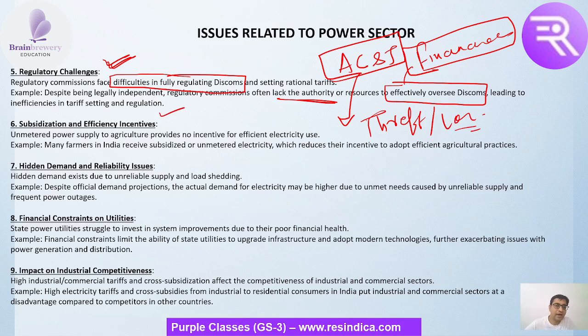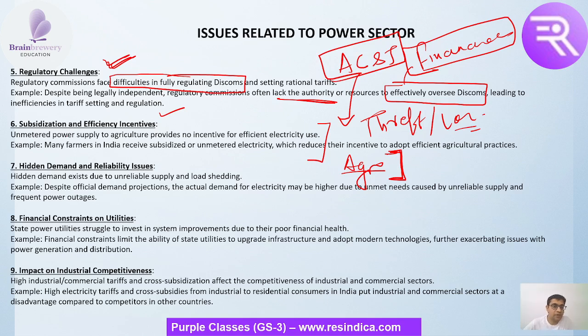So we have a lot of places where we have unmetered power supply to agriculture. Government sometimes provides a lot of subsidy to the agriculture sector, saying that they can utilize the power free of cost, and sometimes they even waive off the power bills and everything related to agriculture. So again, this is a subsidization which is making our power sector inefficient.